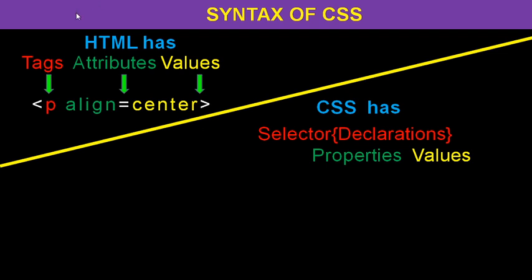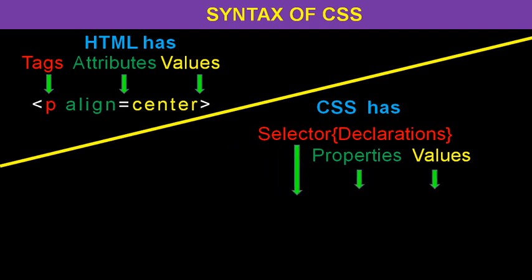Now like HTML has tags, CSS has selector, and like HTML has attributes and values, here we have properties and values. The properties and values together make one declaration. So one declaration has one property and its value. A selector can have a number of declarations. Let us see one example for this.